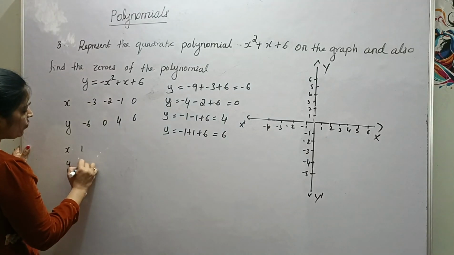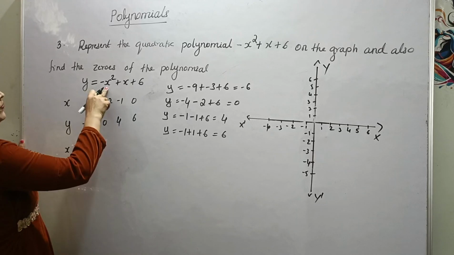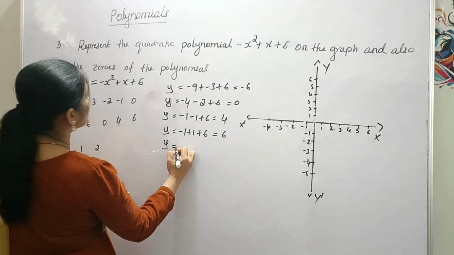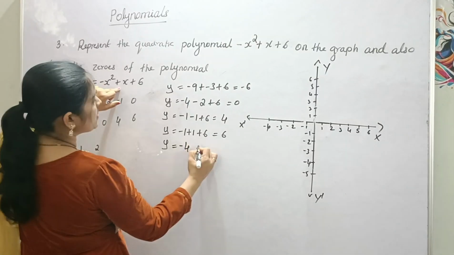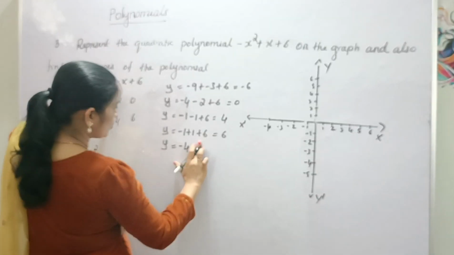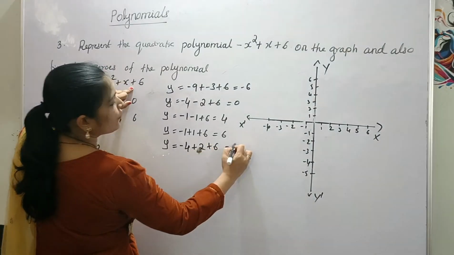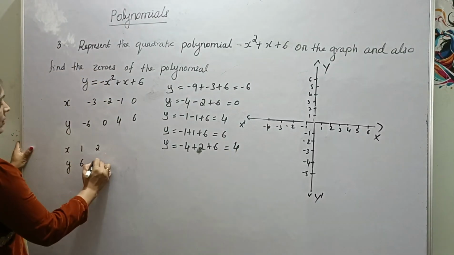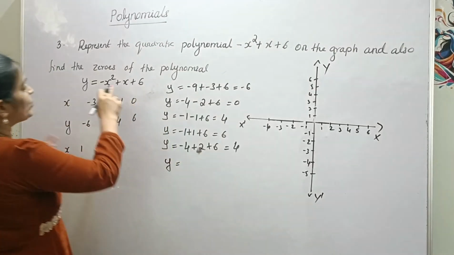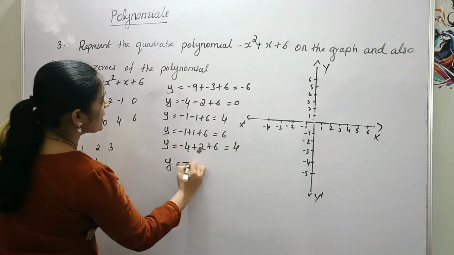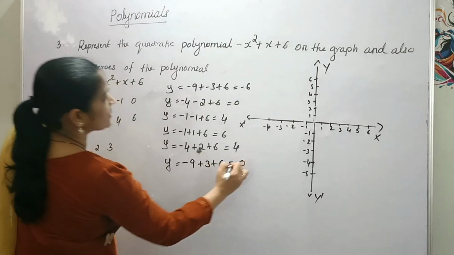When x is equal to 1, y is equal to 6. When x is equal to 2, y is equal to minus 2 square, that is minus 4 plus 4, sorry 2, right? X is equal to 2, so plus 2 plus 6, that is 4. Okay. When x is equal to 3, y is equal to, substitute x is equal to 3, so minus 9 plus 3 plus 6, that is 0.